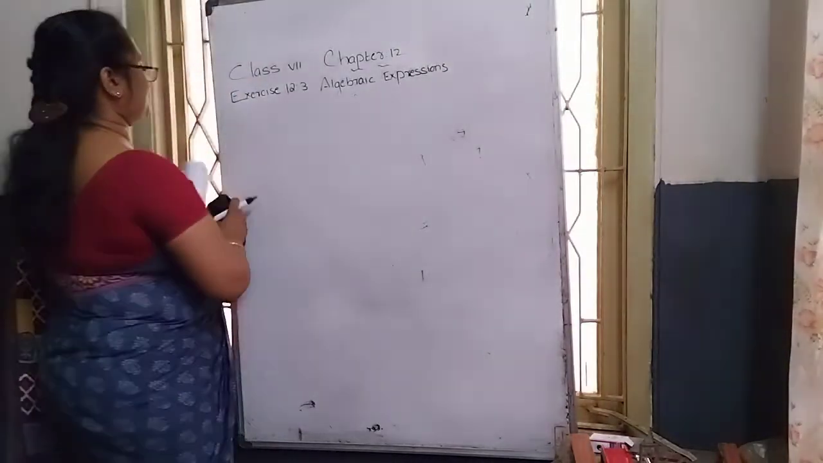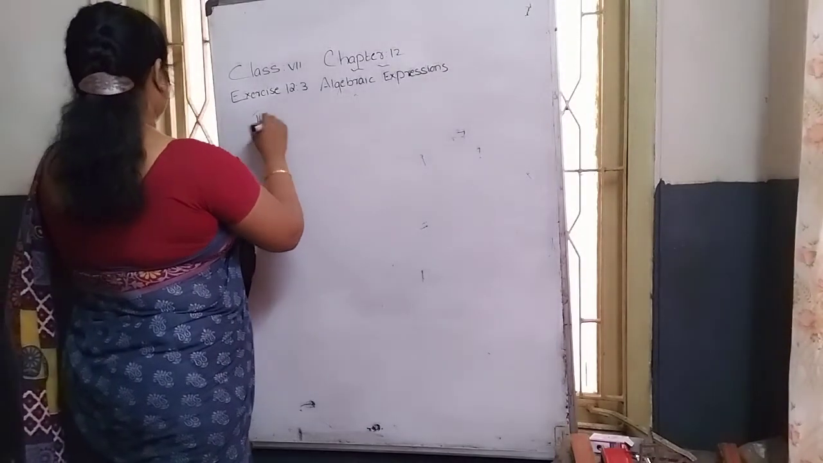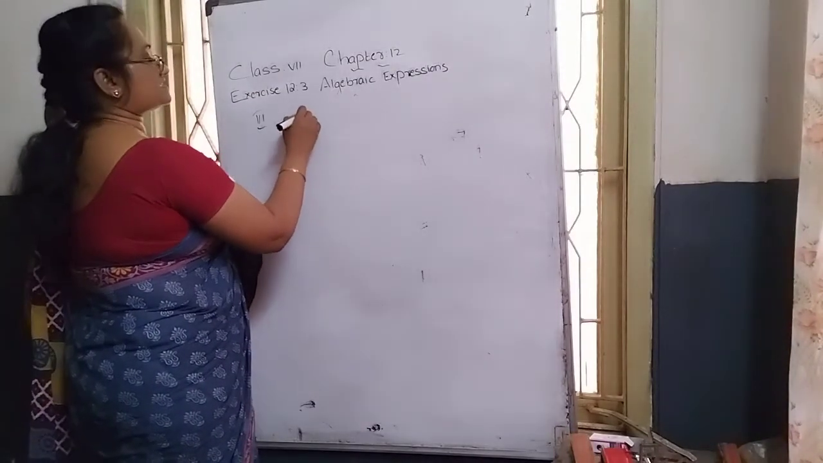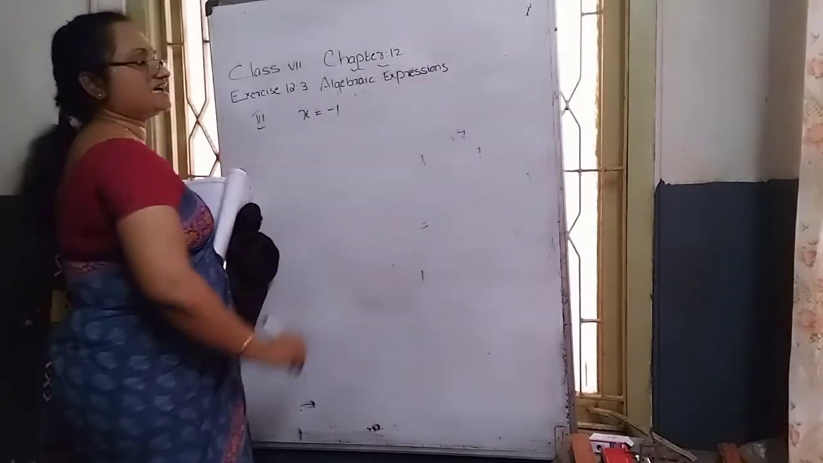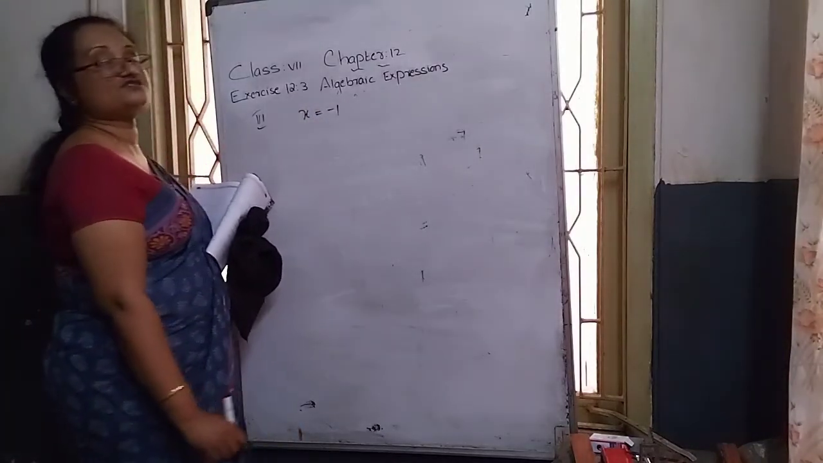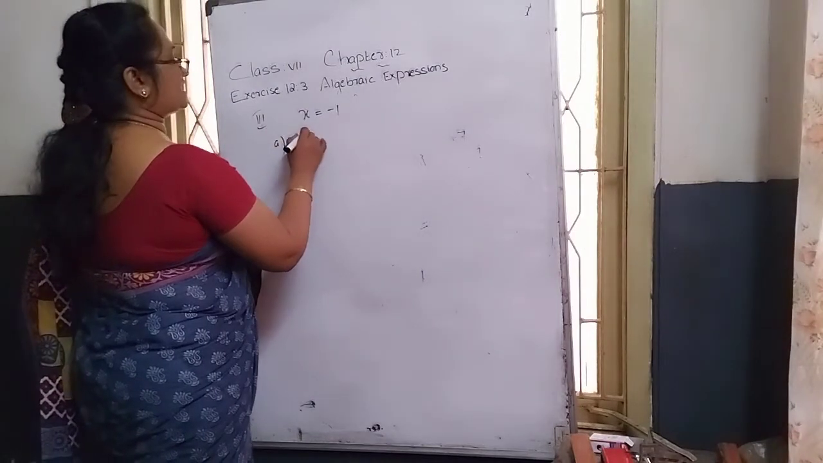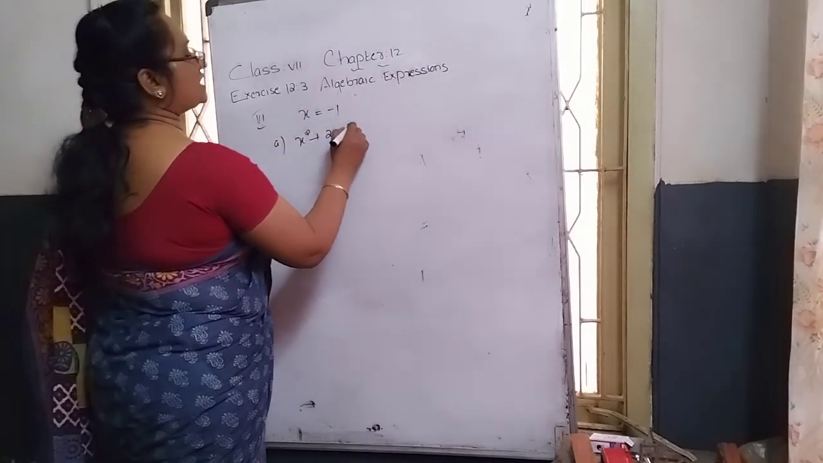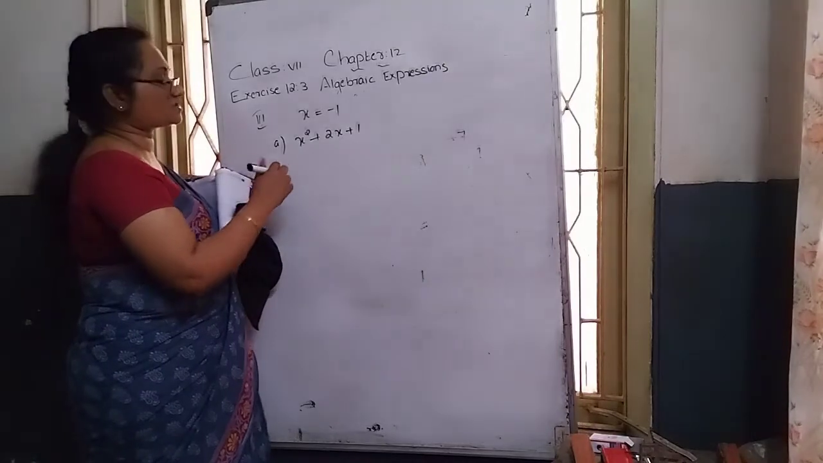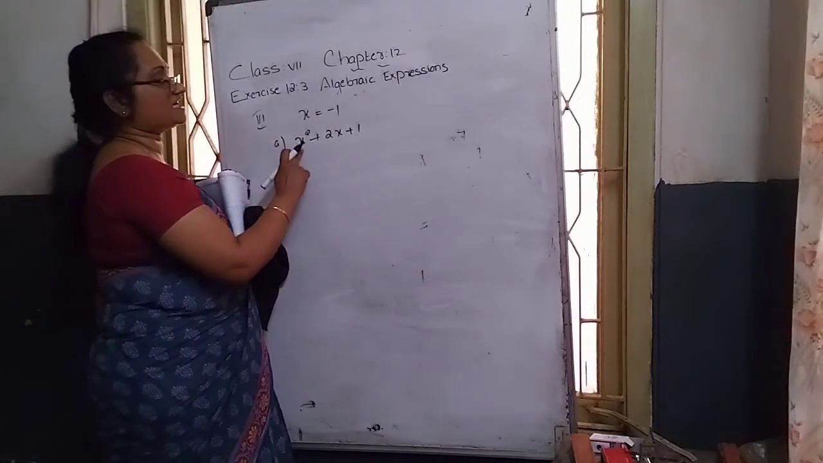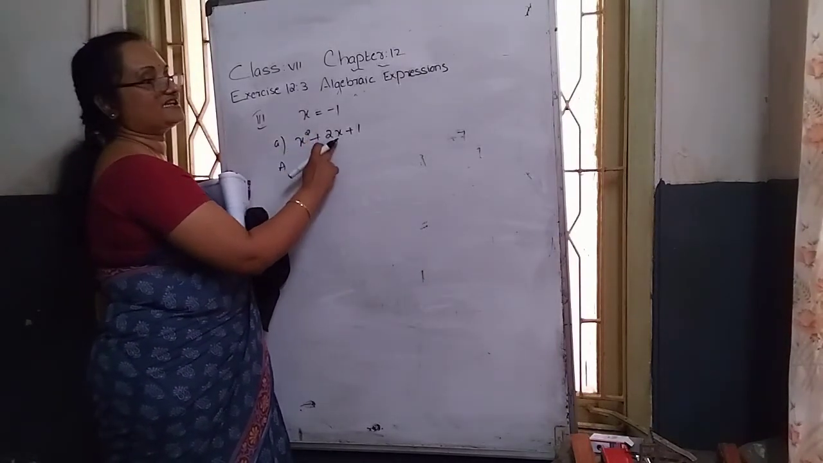In the third Roman, they say find the value, same process. Here the x term is there. In that x place, substitute minus 1 and find the value. One question is x square plus 2x plus 1. Find out the value of this expression. That means how many terms are there? First term, second term, third term.